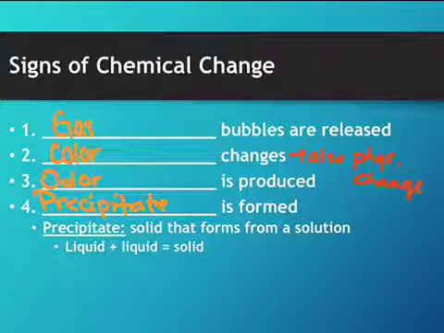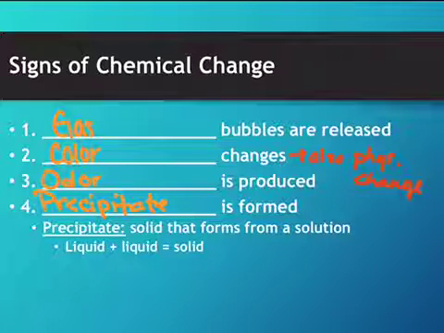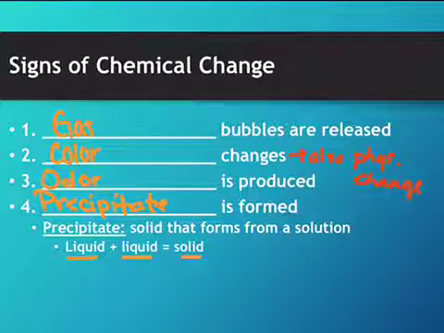A precipitate is a solid that forms from a solution. What that means is you take a liquid, combine it with another liquid, and what you're going to get is a solid. And oftentimes these solids are more powdery or flaky.